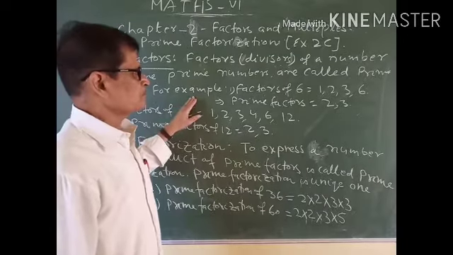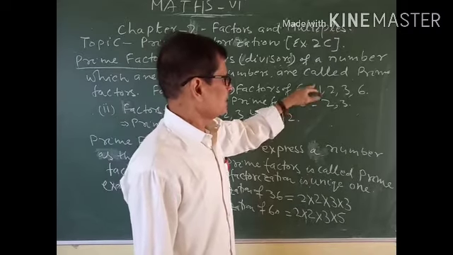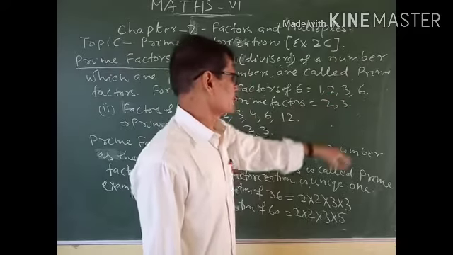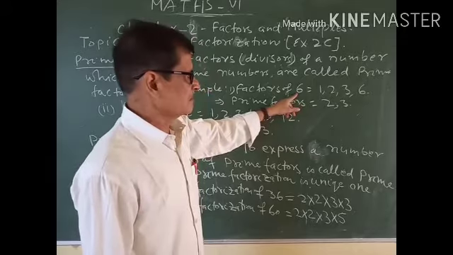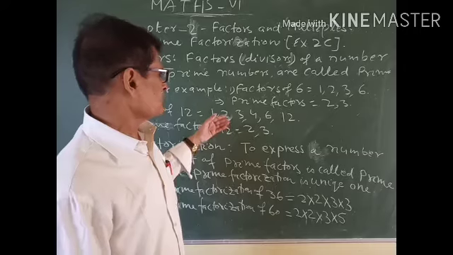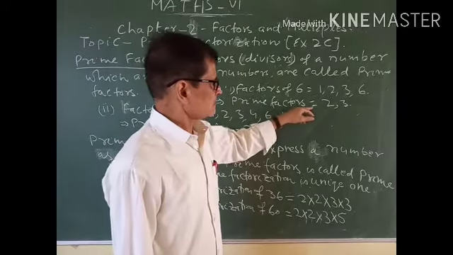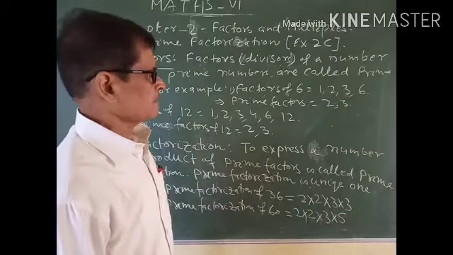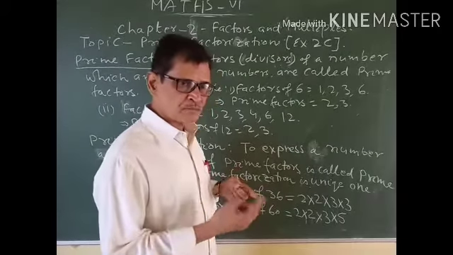For example, factors of 6. You know, 1 is a universal divisor, so 1, 2, 3 and 6. These numbers can divide 6 completely. Now we are required to write only prime factors. Prime factors are 2 and 3. Those factors should be prime numbers.